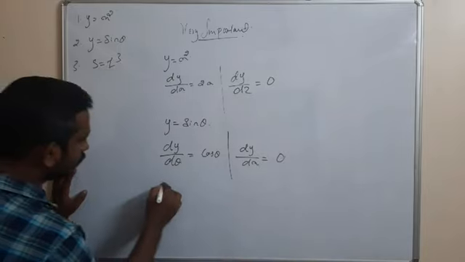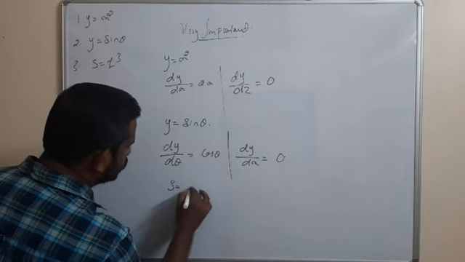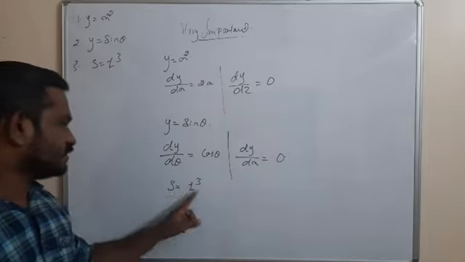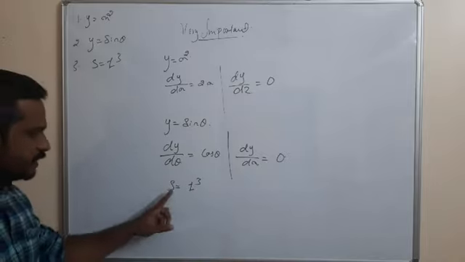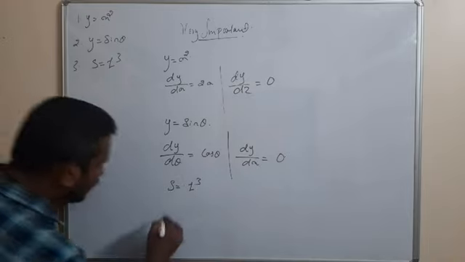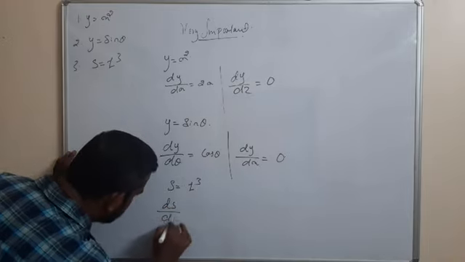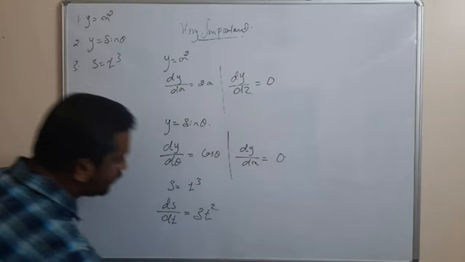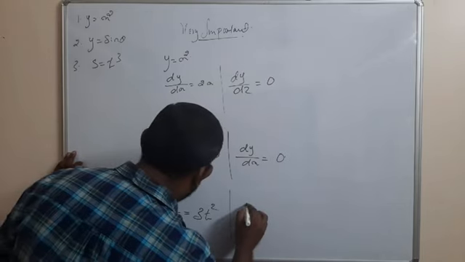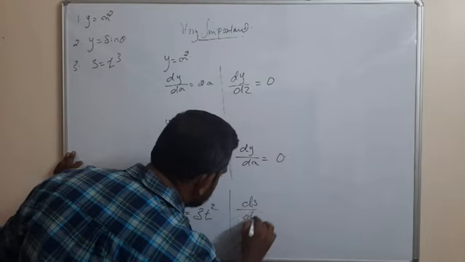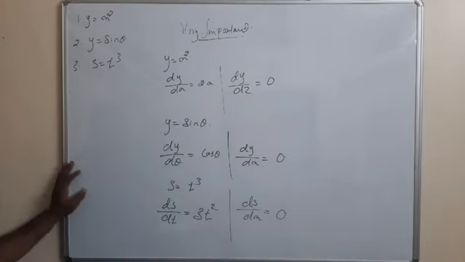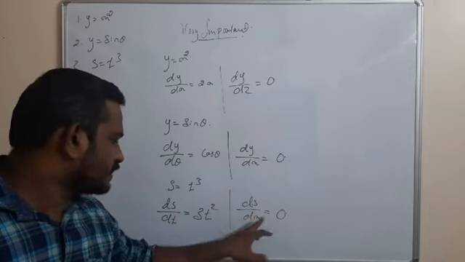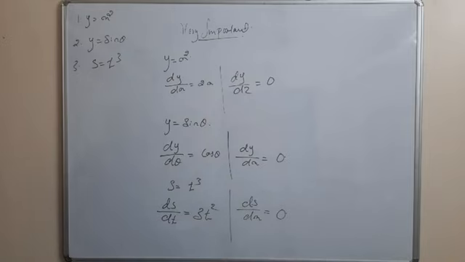Then next, s is equal to t cube. S is a function of t, so s is varying based on the value of t. So we can differentiate: ds by dt is equal to 3t square. And ds by dx equal to 0. When we differentiate s with respect to x, it is 0. That is very important.